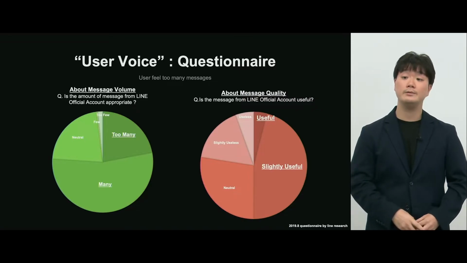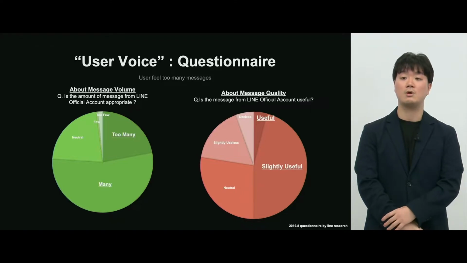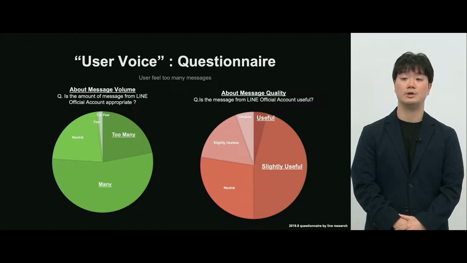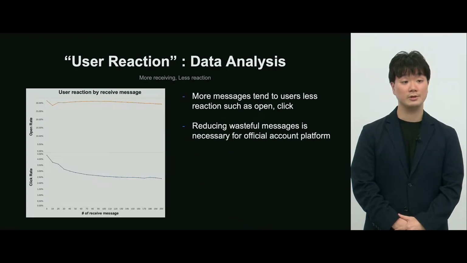On your left, in this pie chart for the quantity, over 75% of the users feel that there are too many messages. And on your right, over 50% of users feel that the messages themselves are somewhat useful. That means many of the users have more of a problem with the amount of the messages rather than the quality. And also, it is shown in the reaction by the users.